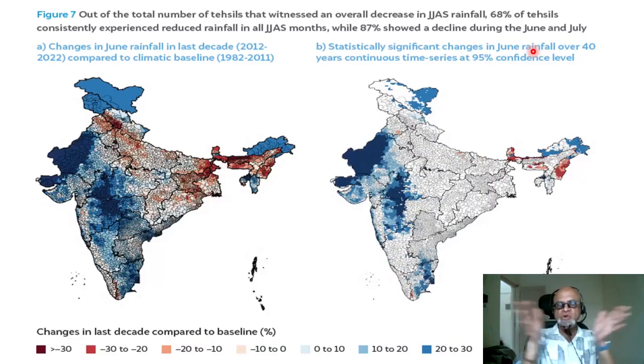Then there is a distribution of rainfall. Onset happens, June gets, let's say, about 15 to 20% of the seasonal total. July, August are the peak rainy seasons in most places, and then September is the withdrawal. So onset has changed, withdrawal has changed, distribution of rain. So the length of the rainy season has changed, but also the distribution of rain in terms of number of rainy days or excess and deficient years. So you can see change in June rainfall in the last decade compared to the baseline.